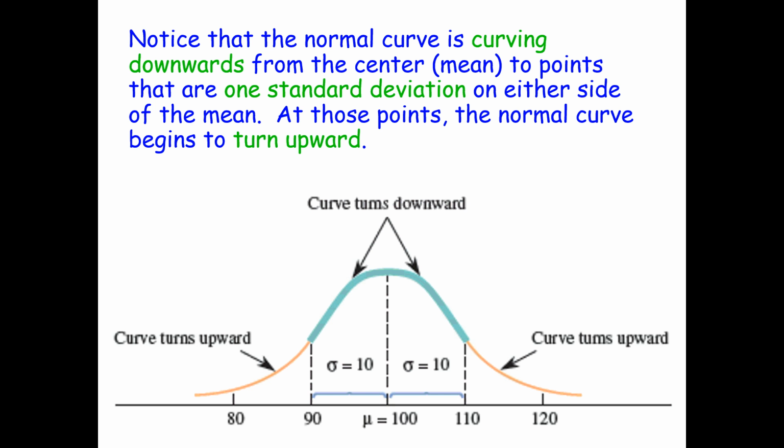Notice that the normal curve is curving downwards from the center, or the mean, to the points that are 1 standard deviation on either side of the mean. And at those points, the normal curve begins to turn upward.